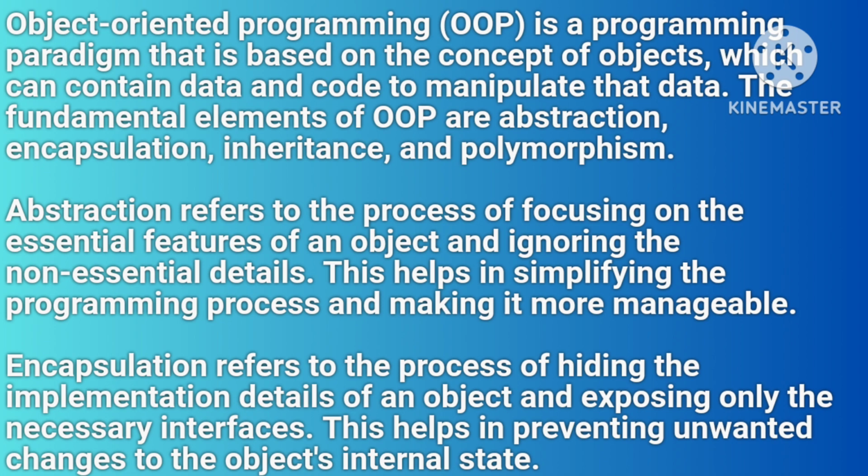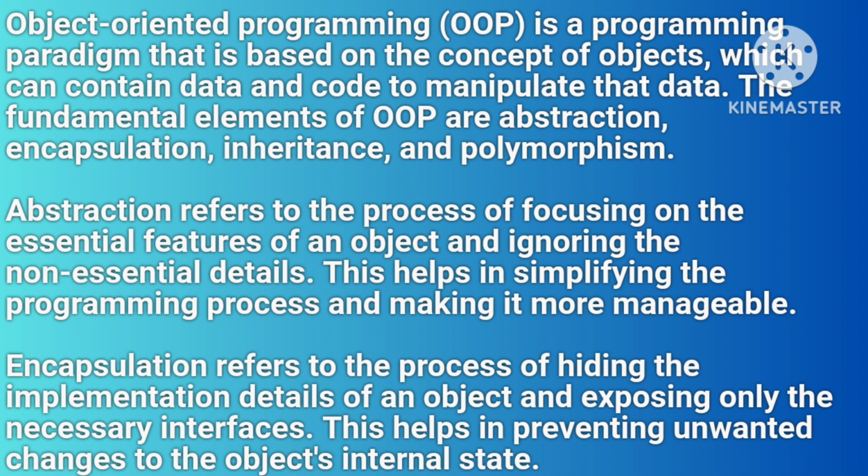Elements of OOP. Object-oriented programming, OOP, is a programming paradigm that is based on the concept of objects, which can contain data and code to manipulate that data. The fundamental elements of OOP are abstraction, encapsulation, inheritance, and polymorphism. Abstraction refers to the process of focusing on the essential features of an object and ignoring the non-essential details. This helps in simplifying the programming process and making it more manageable.